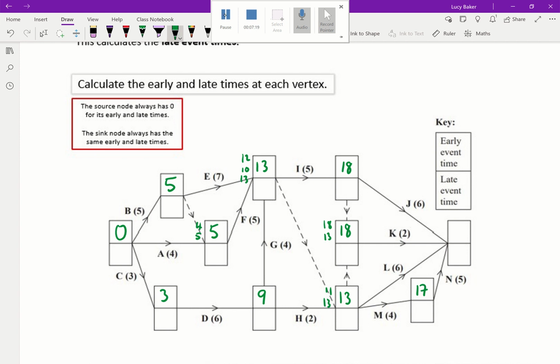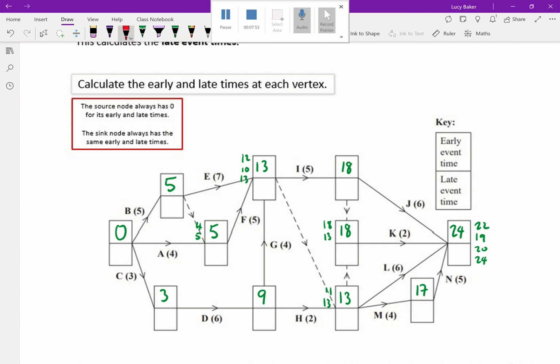Okay, and there's a few different options for the last one. So I could do it in 17 plus 5, which is 22. I could do it in 13 plus 6, which is 19. I could do it in 18 plus 2, which is 20. Or I could do it in 18 plus 6, which is 24. And I'm going to pick the largest number as before, because I need all of those activities to be complete, and the earliest time I can complete everything is going to be the biggest number, which is 24.